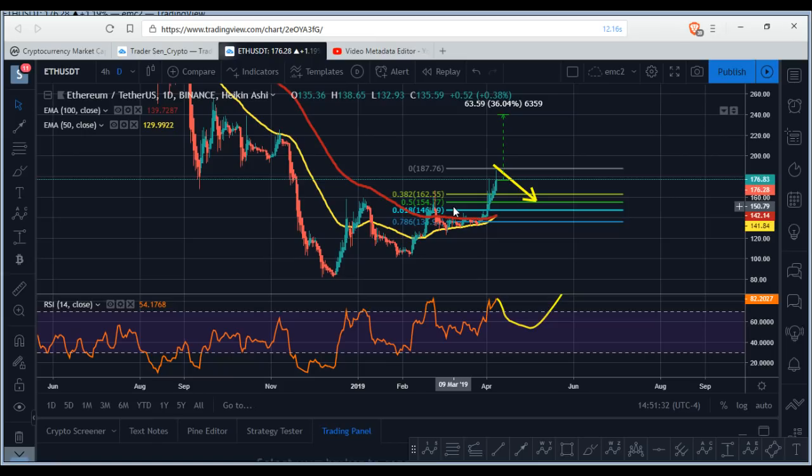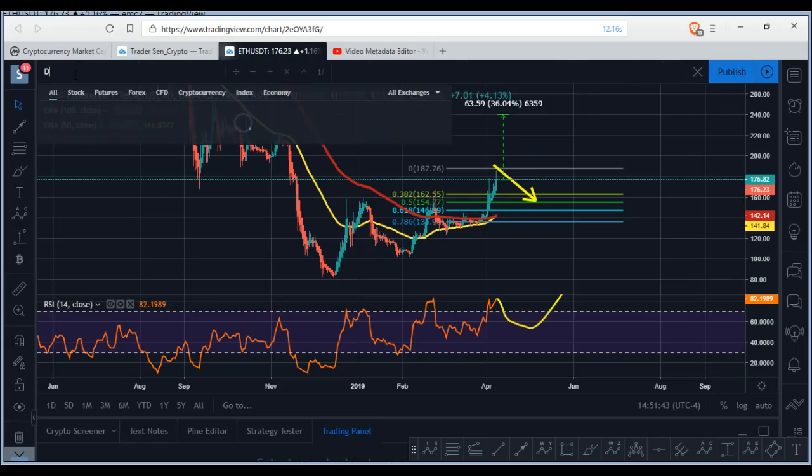All right, T-Nut. Let's go ahead and take a look at it. We take a look at Monero. Dash is next.